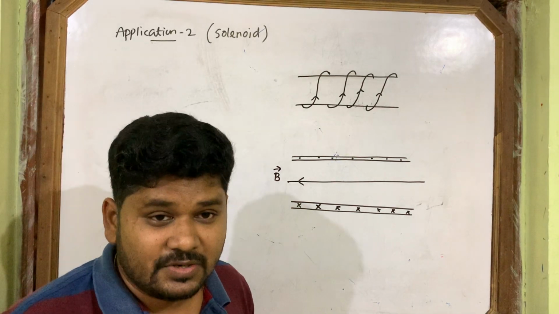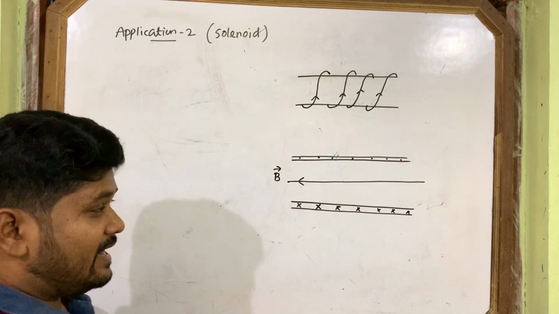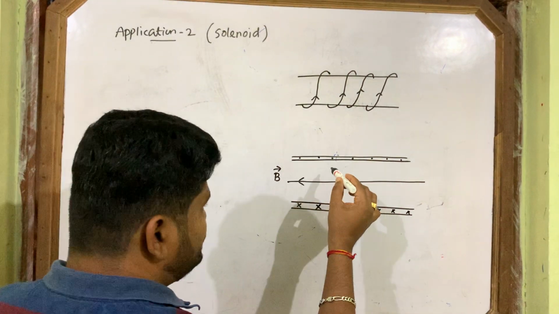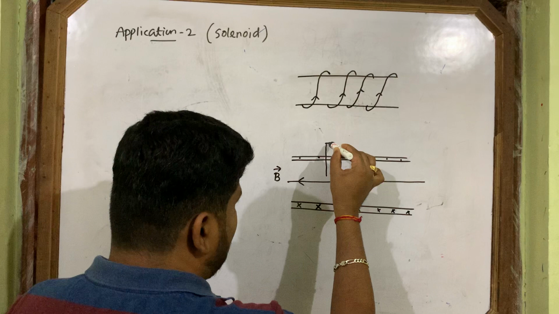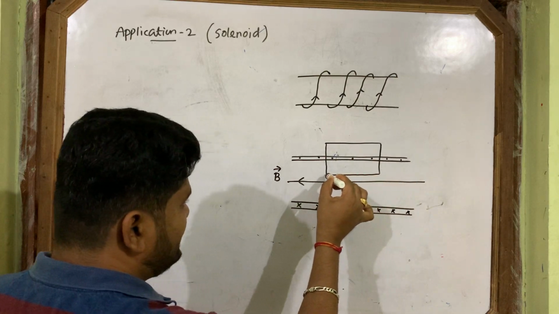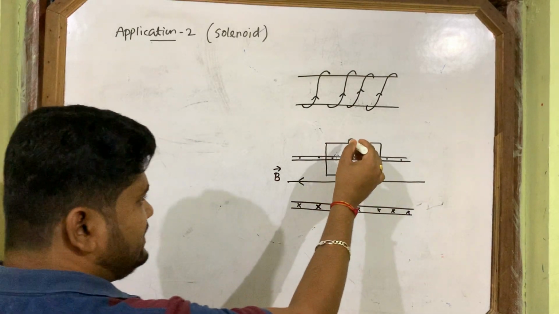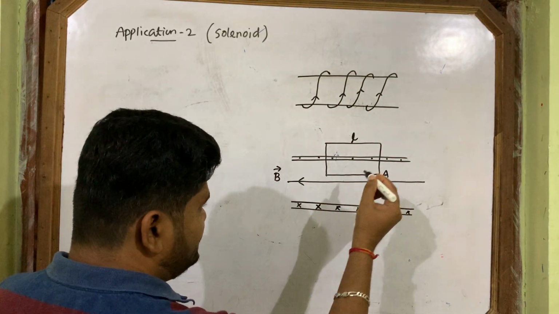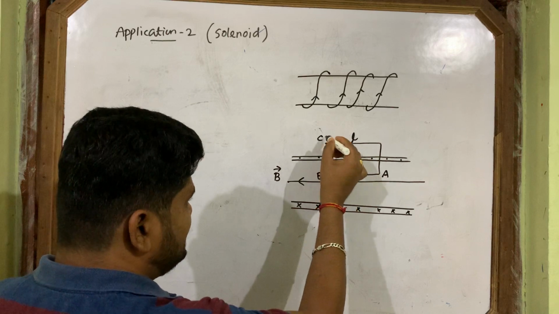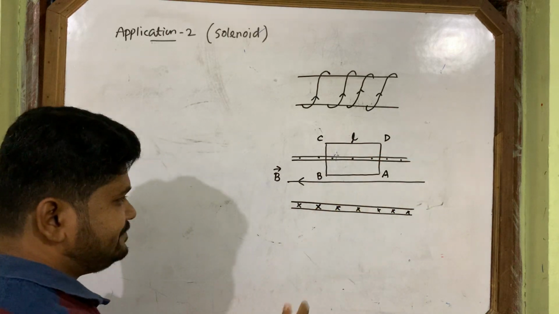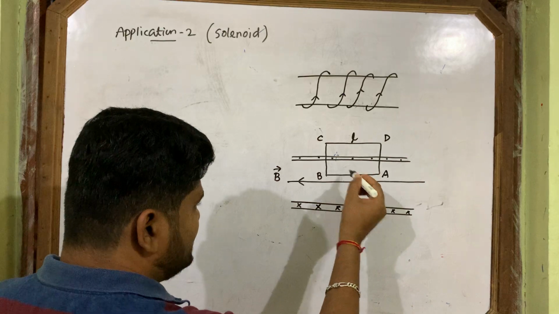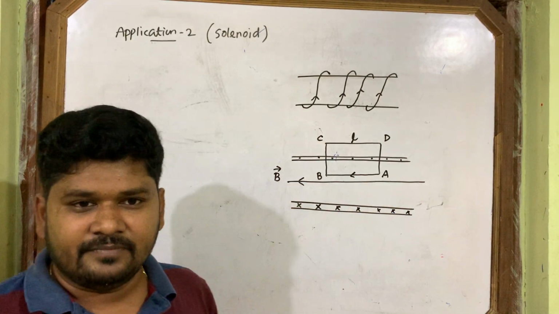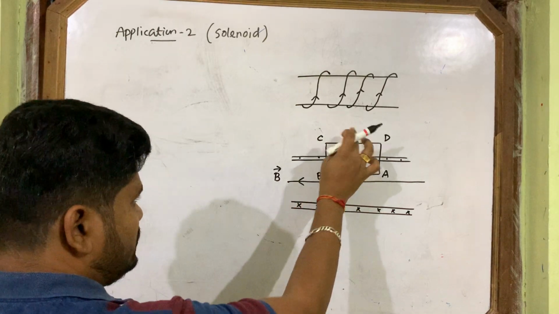How will we choose the Amperian loop? According to how the derivation will be easy, accordingly we will choose the Amperian loop. Let's choose one rectangular Amperian loop of length L. You see A, B, C, D, A. The Amperian loop will go like this: A to B, B to C, C to D, D to A. Okay, so an Amperian loop of length L.